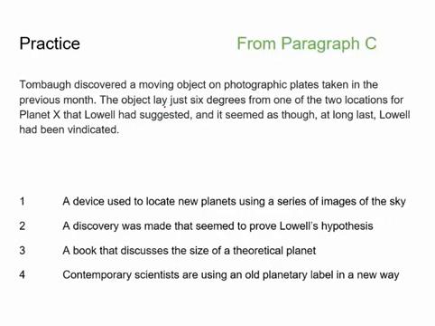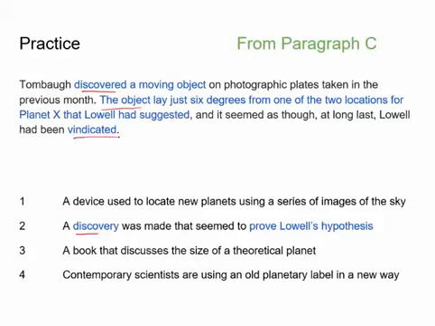Okay, so that came from paragraph C, and in particular, here's the information that we get to paraphrase that. All right, so there was a discovery, and there we get the same word used here, which is nice. Discovery, just a different form. Someone discovered, so there's your clue. Tom Baugh discovered a moving object. Okay, so that was the discovery that was made. And with that discovery, we find down below here, the object lay just 6 degrees from one of the 2 locations for planet X that Lowell had suggested.